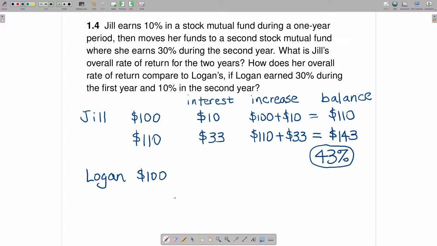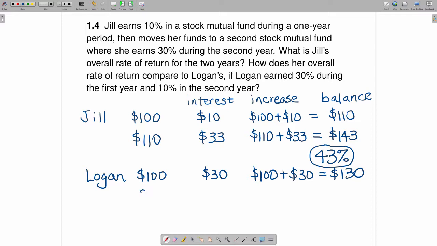But in Logan's first year, Logan earns 30%. So his interest will be 30% of 100, and 30% of 100 is $30. So he will take his $100, increase it by his return, which is the $30. He will begin year two with $130.